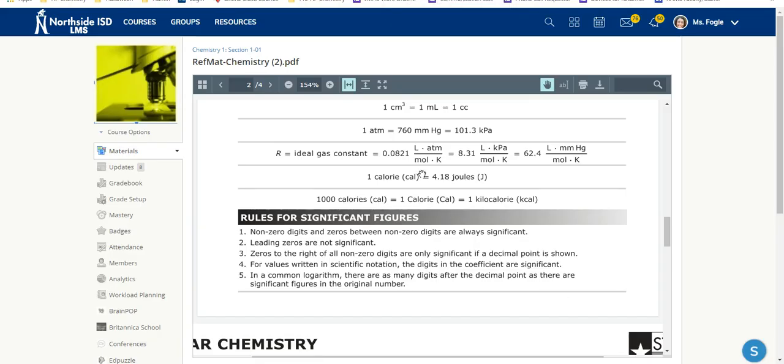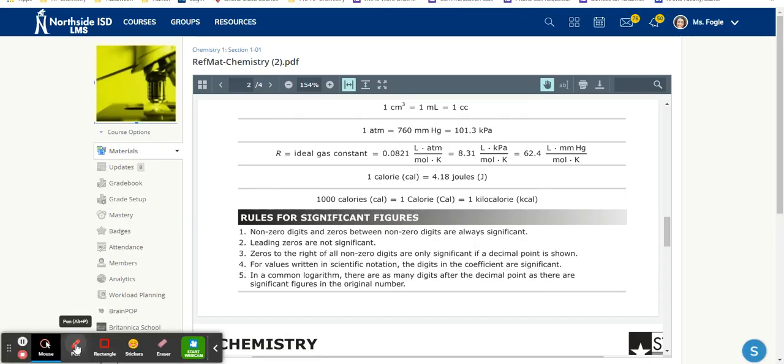Okay, so in our reference material, you can see your different constants here. So I'm just going to point them out to you so that you know where they are. First of all, you also have your conversion between all of your different pressures. Remember, millimeter mercury is torr, but the R, this is your ideal gas constant.